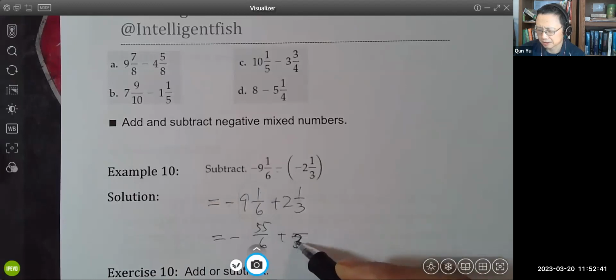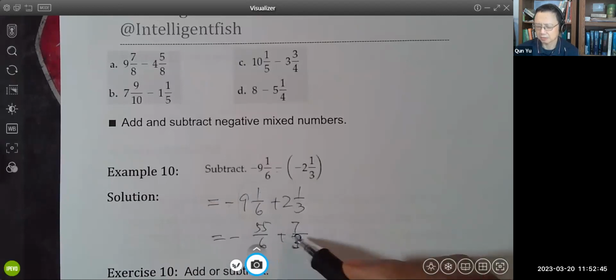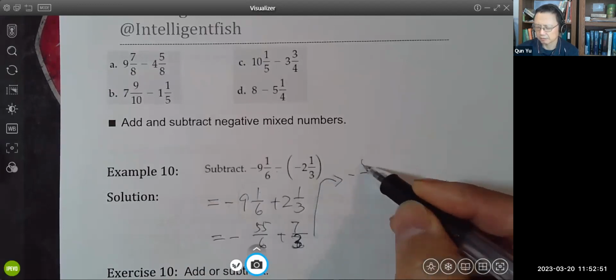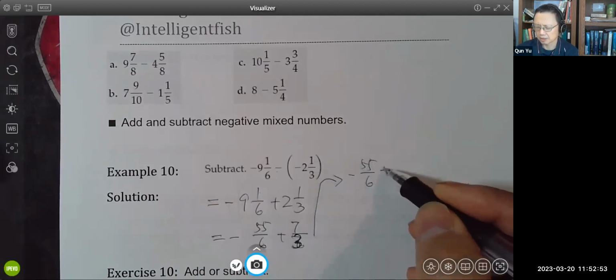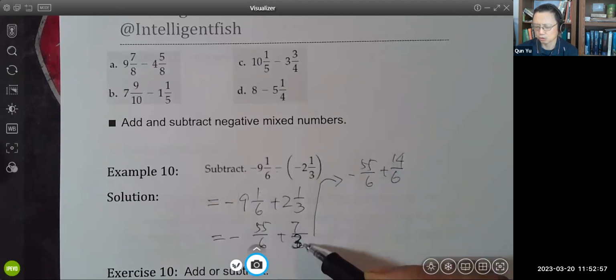We need 6 in the end. So 6 is a multiple of 3, so we just need to change 3 to 6. Let's go here. Negative 55 over 6 plus 6, 14, right? Both sides multiplied by 2.